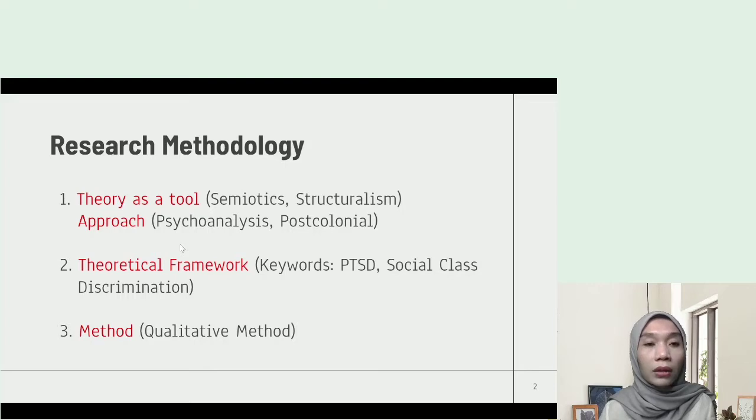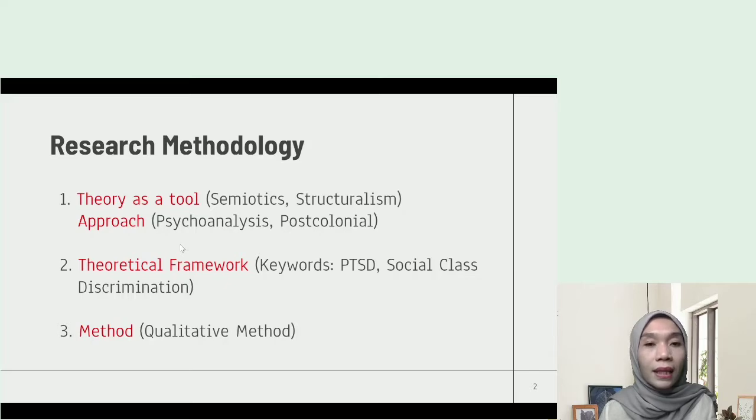There are three main components. The first one is theory as a tool and approach, the second is theoretical framework, and the third is method. These slides hopefully may help you to find out the first two: the theory as a tool and approach, and the theoretical framework. What is the difference?